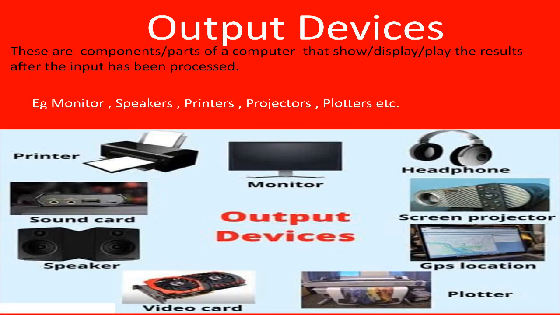So we go to output devices, and these are components or parts of a computer that show, display, or play the results after the input has been processed. So these ones just play the results. For example, we have the monitor. It gives the display after the input has been processed.